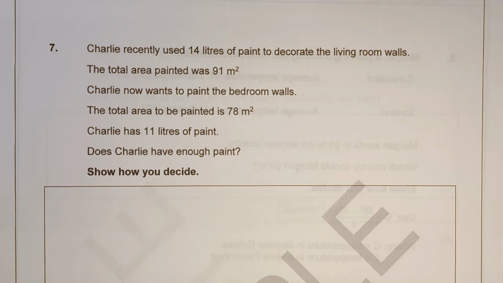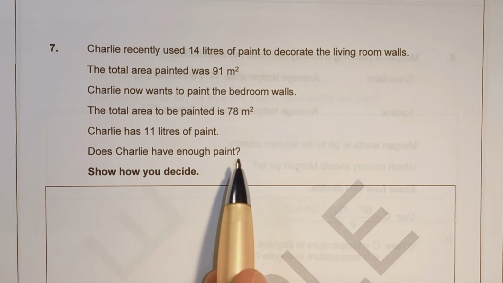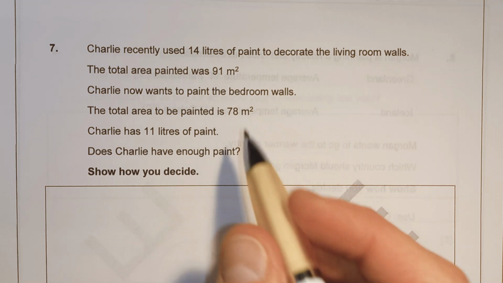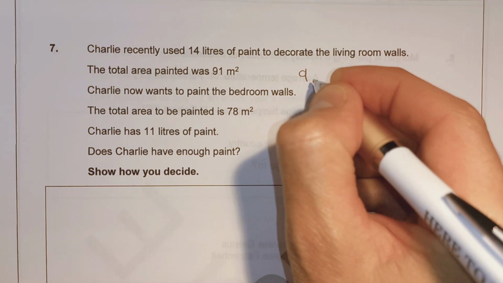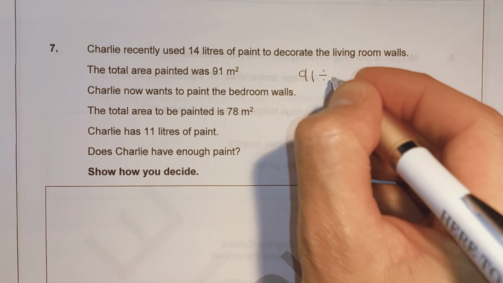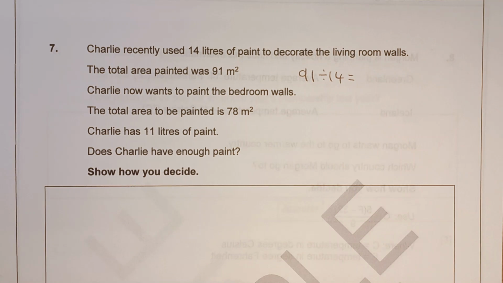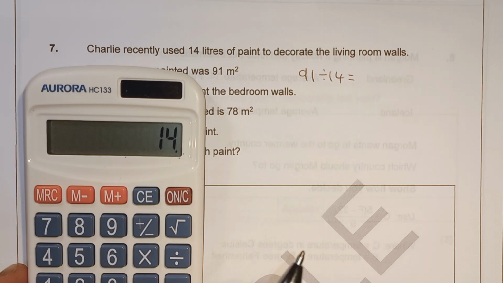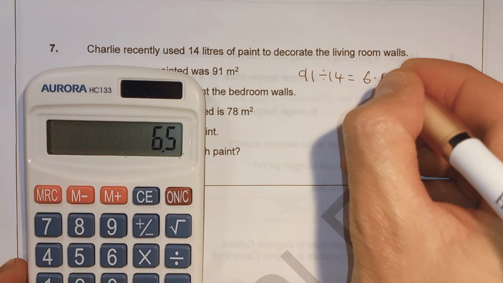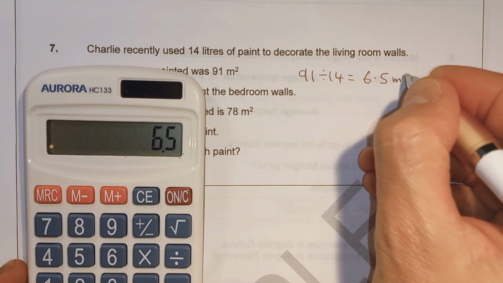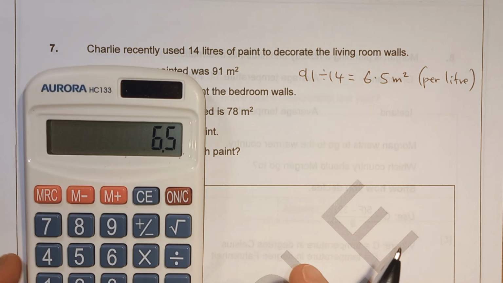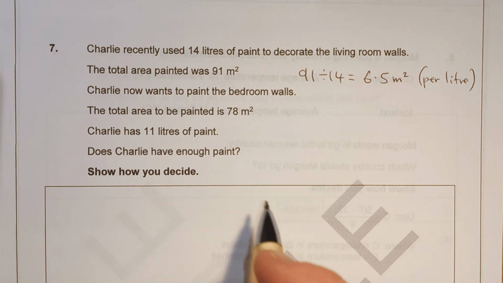Okay, so what we can do is we can say, well, let's work out how many metres squared we can cover with 1 litre of paint. So in other words, if we do 91 divided by 14, this will be how much paint will cover 1 metre squared. So that's 6.5. That's going to be metres squared per litre.